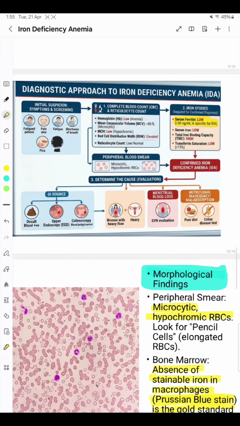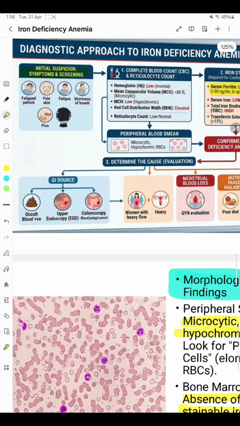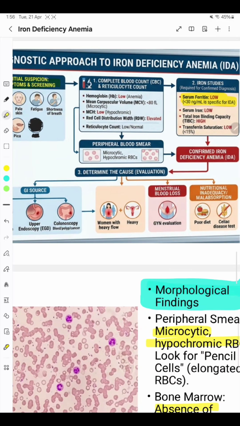How to diagnose iron deficiency anemia? Whenever a patient presents with clinical symptoms like fatigue, weakness, shortness of breath, we perform a complete blood count and reticulocyte count. In iron deficiency anemia, there is decreased hemoglobin level, MCV is less than 80 femtoliter, MCH is low, and red cell distribution width is increased due to variation in cell size, and reticulocyte count is normally low or normal. On peripheral blood smear, there are microcytic hypochromic cells.